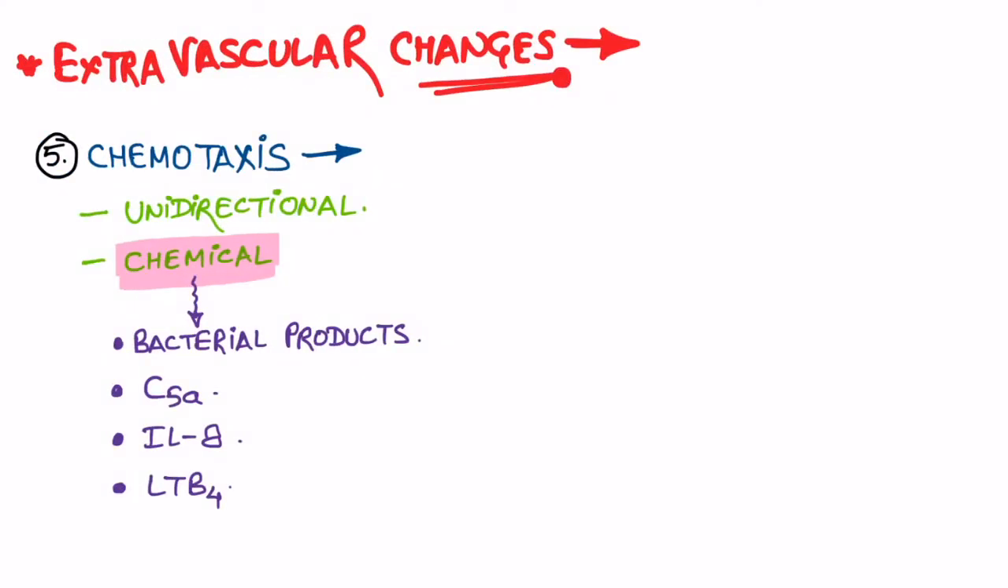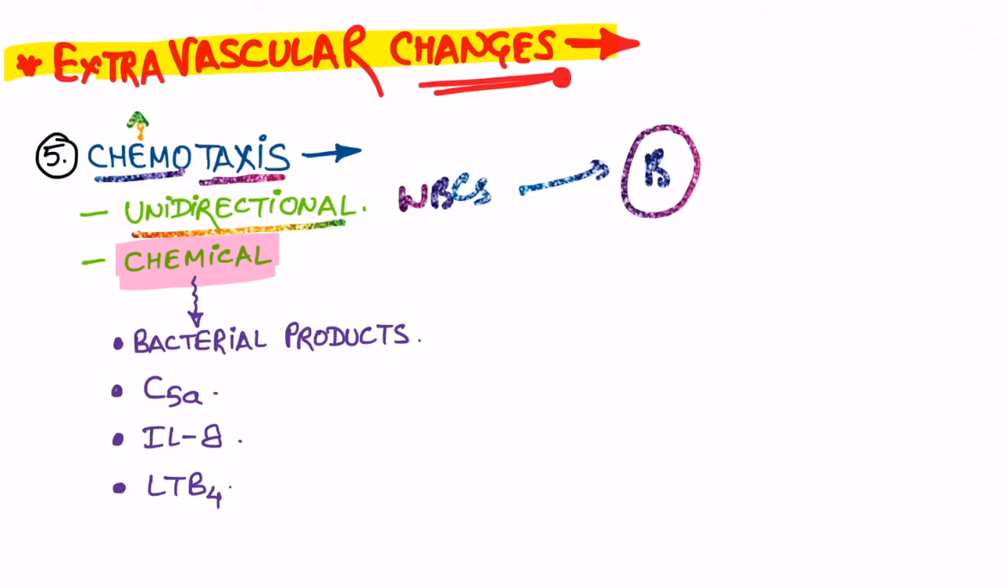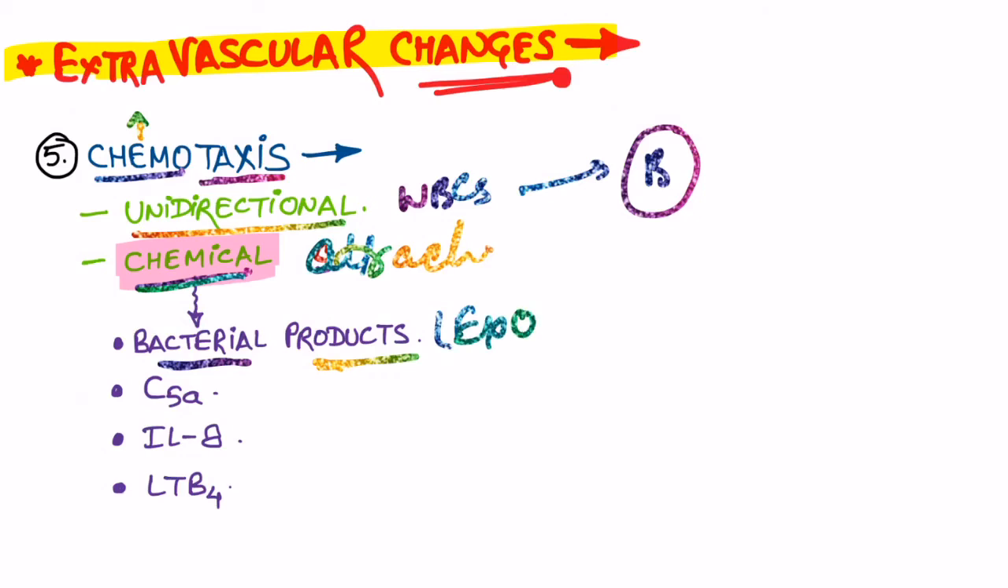So friends, the next process occurring inside the cellular change of acute inflammation is extravascular change. In this we have chemotaxis. Chemo means any chemical and taxis means movement. So chemotaxis is a unidirectional movement of WBCs towards bacteria. Some chemicals which attract the WBCs are bacterial products, which are exogenous.